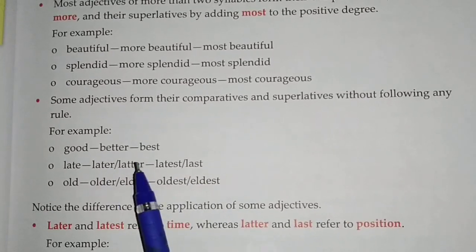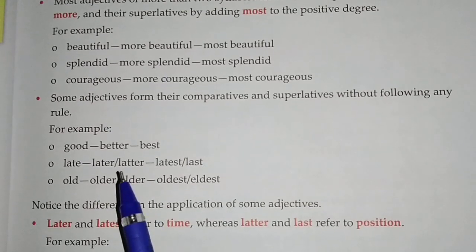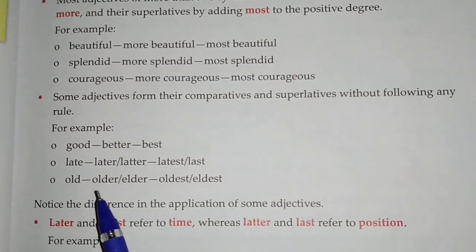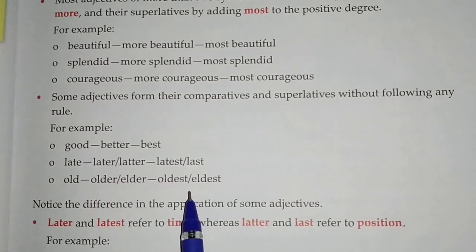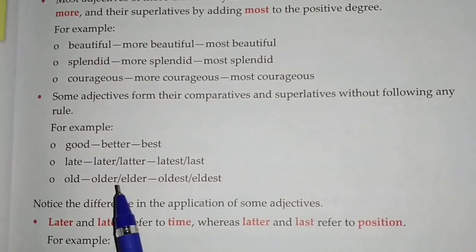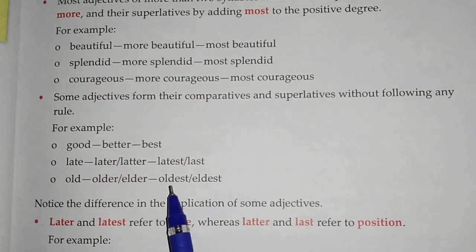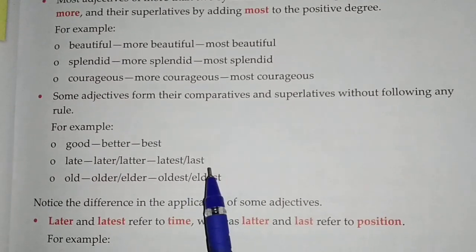What is the difference between these two? We will do it later. Next one is old. It also has 2 comparative and 2 superlative degrees. The 2 comparative degrees are older and elder, while the 2 superlative degrees are oldest and eldest.